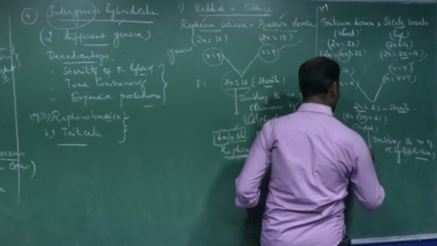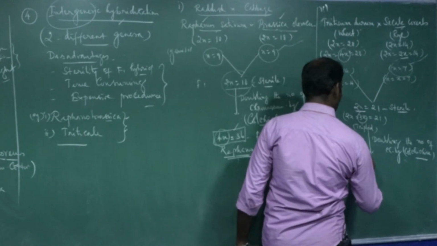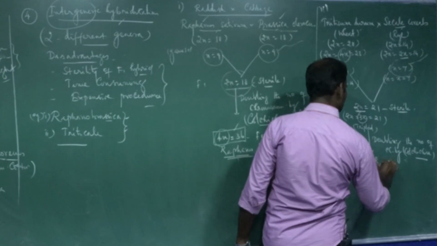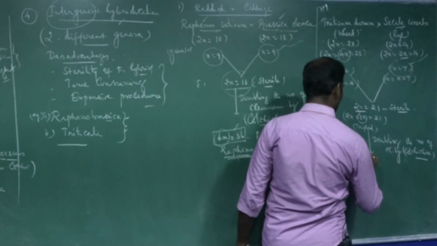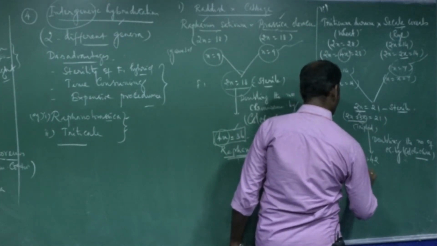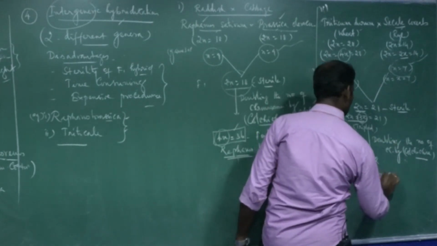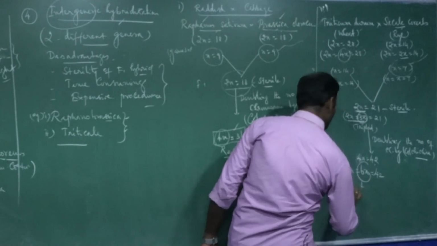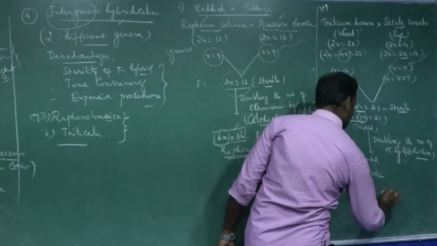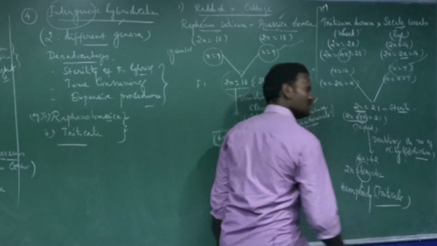Here 2n equals 21 doubles to 4n equals 42. The condition 3x becomes 6x equals 42. These are called hexaploid. Hexaploid triticale is a fertile variety.